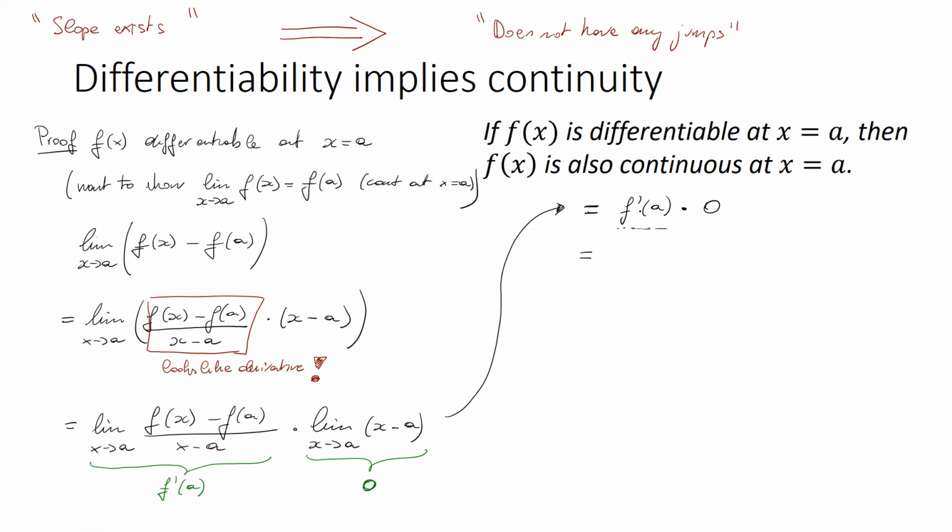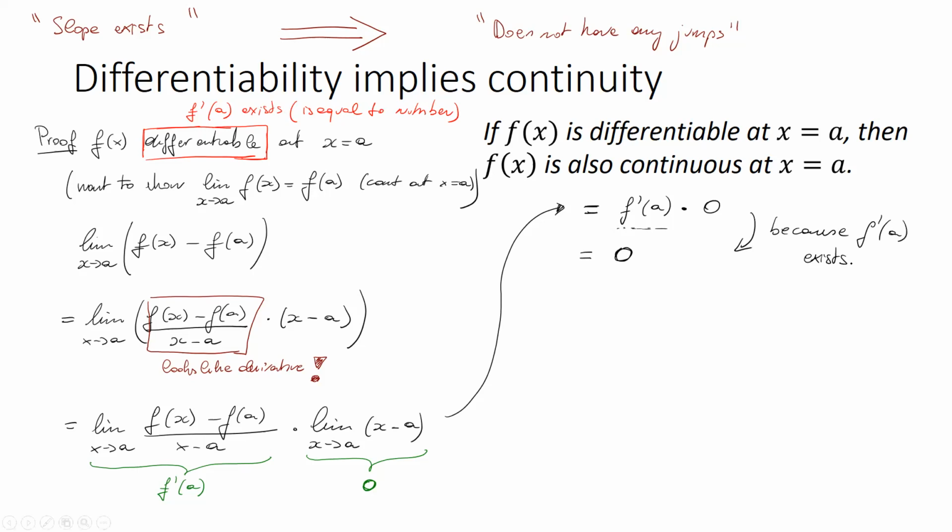Thankfully, that is going to be the case because we know that our function is differentiable. So if we write it in a different way, we know that f prime of a exists and is equal to a number. So then here we can say, yep, that product is 0. Because again, f prime of a exists. That's the differentiability assumption.